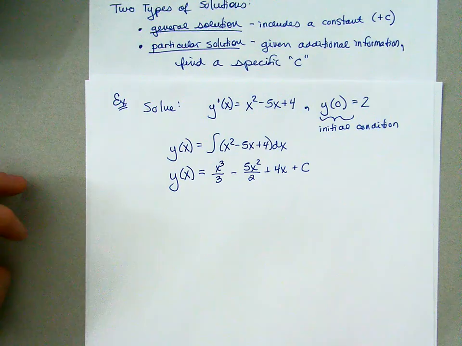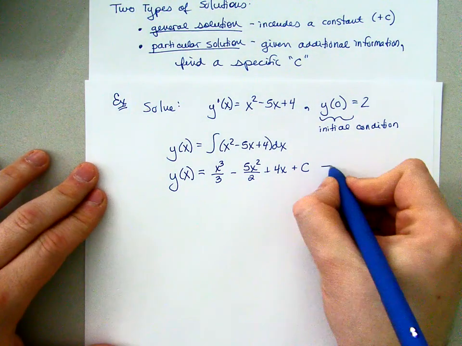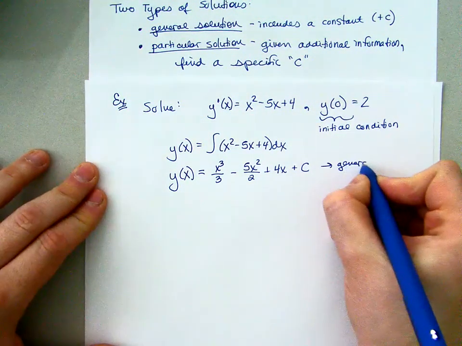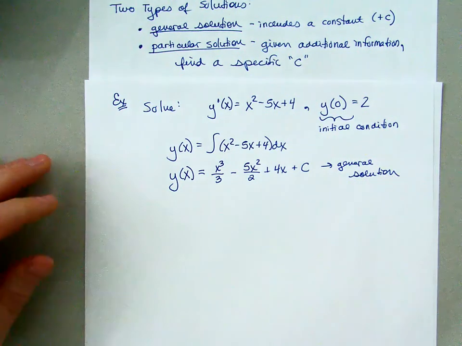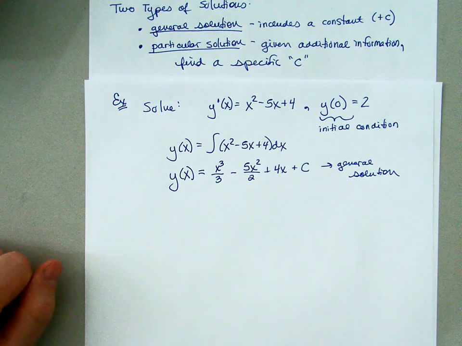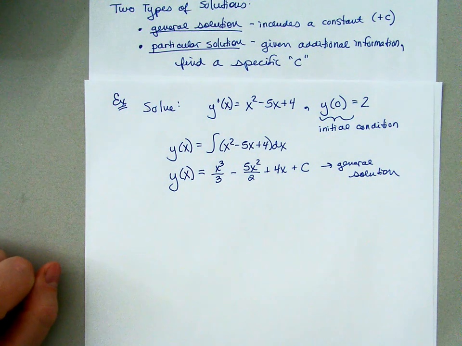What we just found is our general solution to that differential equation. But now, I need to do a little bit of work to figure out what exactly my c value is. How am I going to do this? Quasi.